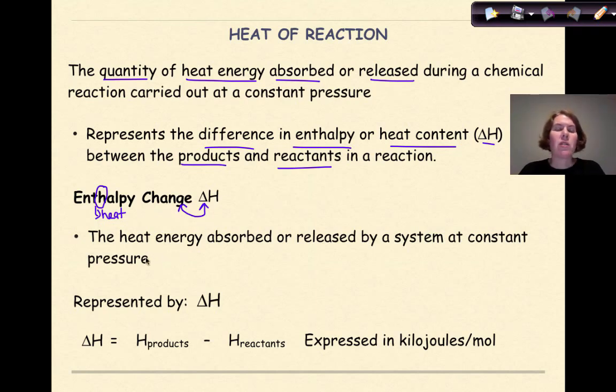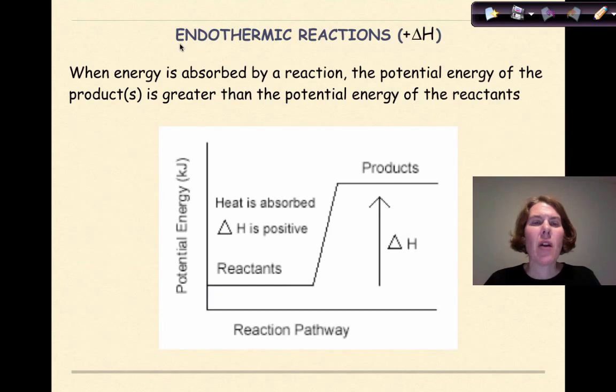Enthalpy change is defined as the heat energy either absorbed or released by a system at a constant pressure. And like we said, it's represented by a delta H. Now, in order to calculate this delta H, we're going to take the heat of the products minus the heat of the reactants. And typically it is expressed in kilojoules per 1 mole. Let's talk about endothermic reactions.